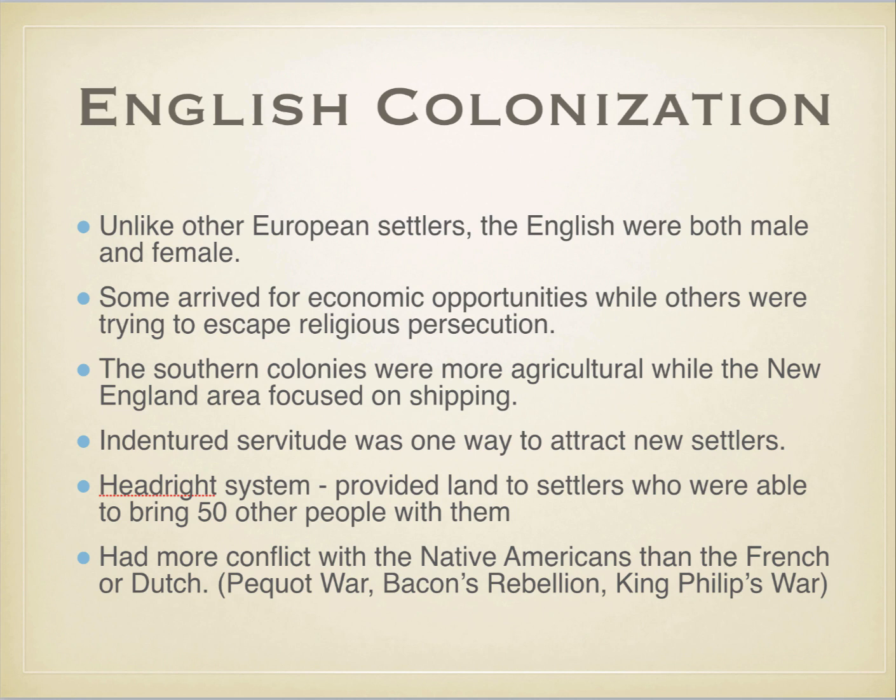Indentured servitude was one way that they brought people here. They would pay for their trip to the New World, and in return, those people would have to work anywhere from 4 to 7 years for them. Something called the headright system was another way to attract settlers to the region. If you brought 50 people with you, then land was provided for the settlers who did so. And definitely know the English had more conflict with the Native Americans, as you can see from the examples there.